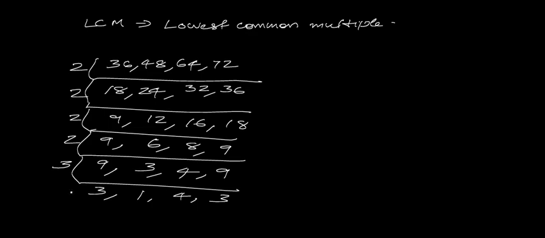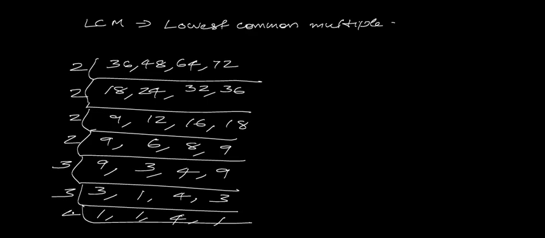It is 3. Now divide this by 3. We get 1. Here 1, 4, and 1. Then continue this division until we get the quotient 1 in all the cases. So when we divide all of this by 4, we get 1, 1, 1, and 1 here.